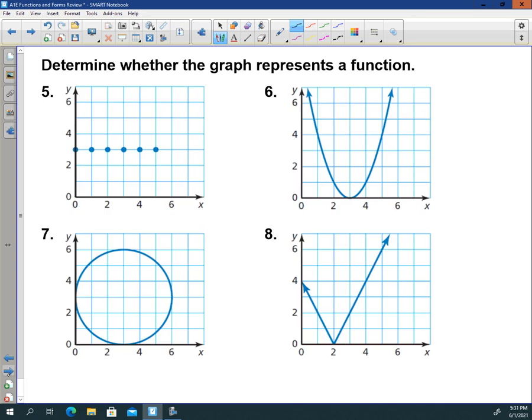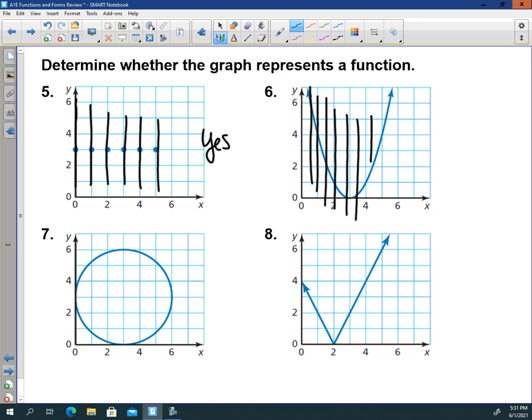This is where being able to tell a function actually gets pretty easy. Because like in the warm-up, we talked about the vertical line test. If we draw vertical lines through these graphs and we find that they only hit the graph in one place, then we know it's a function. This one, if you draw vertical lines through, you'll see that it only touches that graph at one point. So yep, that's a function.